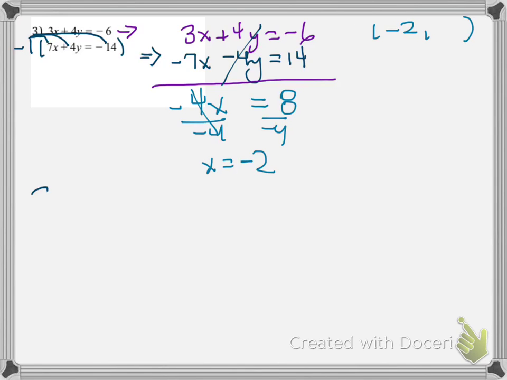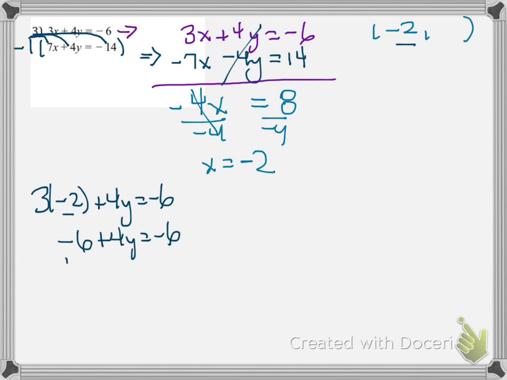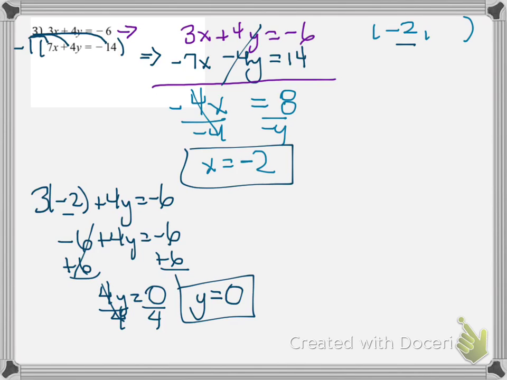So we'll plug in 3 times x, which is negative 2, plus 4y equals negative 6. Again, I'm trying to find y. So 3 times negative 2, negative 2 from here, is negative 6 plus 4y equals negative 6. Let's add 6 to both sides. I get 4y equals 0. Now we still want to isolate the y, so we divide by 4. So what does y equal? 0 over 4 is 0, so that is our other solution. So we have negative 2, comma, 0. That is the solution to the system.